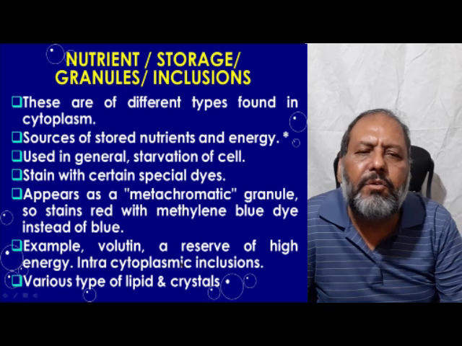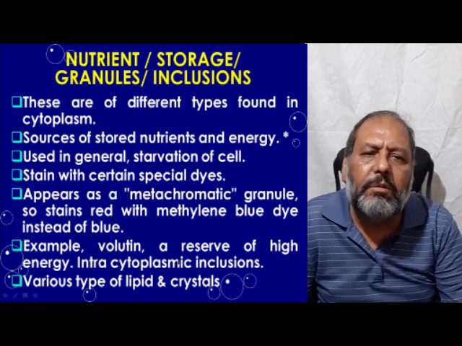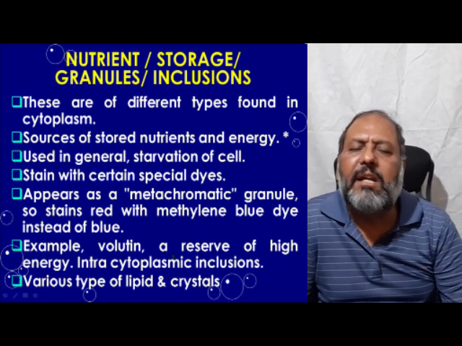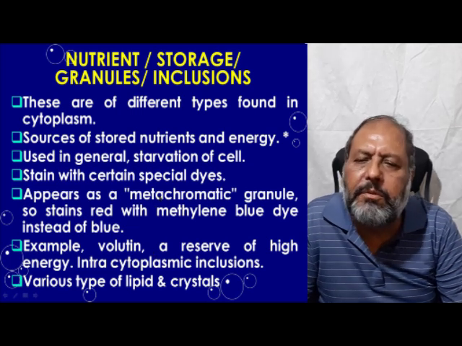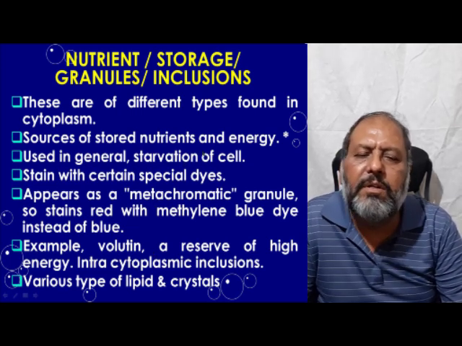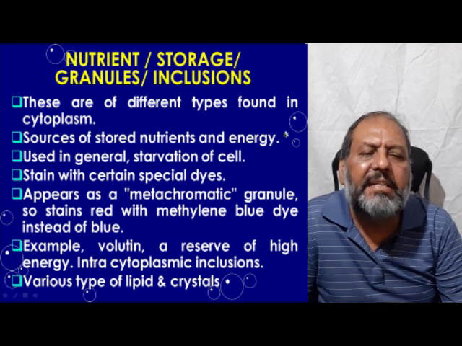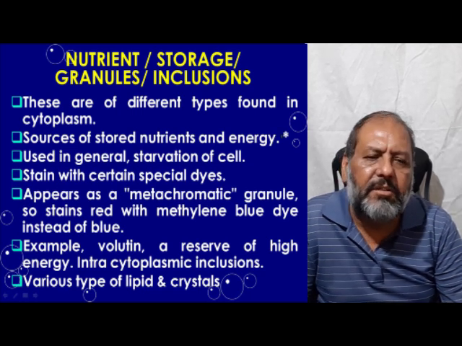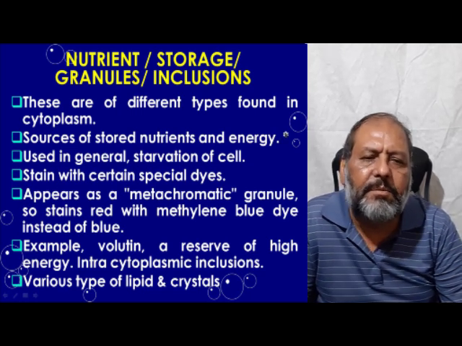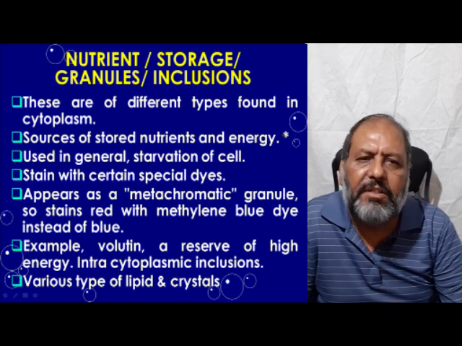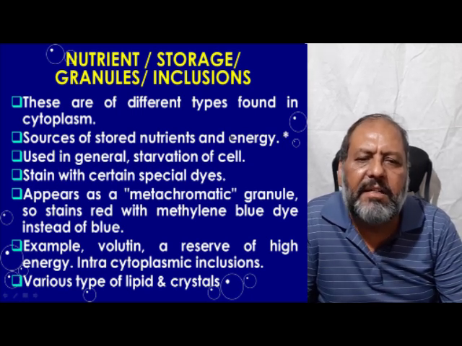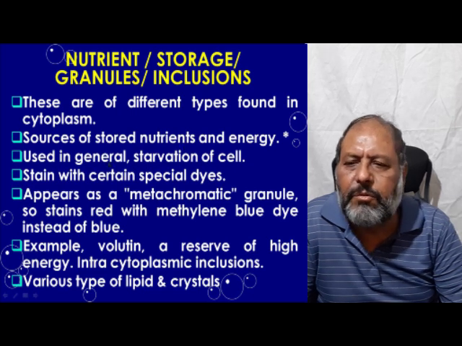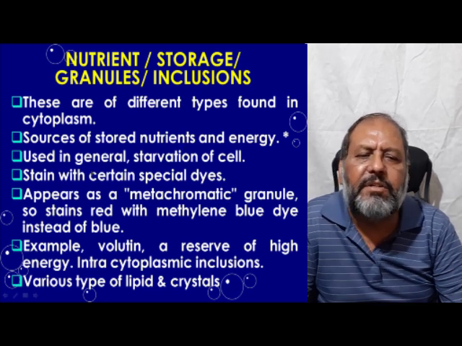Now the nutrient storage, or the granules or the inclusions. These are of different types found in the cytoplasm. These are the source of stored nutrients and energy in case of an unwanted situation. So that is used if starvation occurs inside the bacterial cell. So these are the energy reserve being used in the general starvation of the cell.